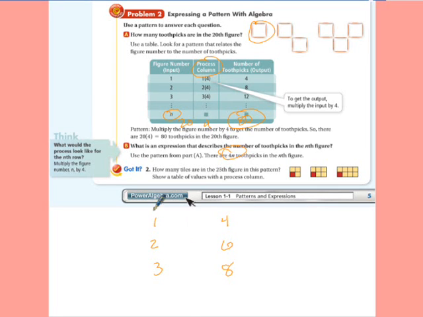So you have to kind of figure out, what if I double 1 and add 2 to it? Okay, so double 1, that's 2, and then 2 plus 2 is 4. So if I double it and then add 2, so 2n plus 2. That works every time. 2 times 2 plus 2, 2 times 3 plus 2.